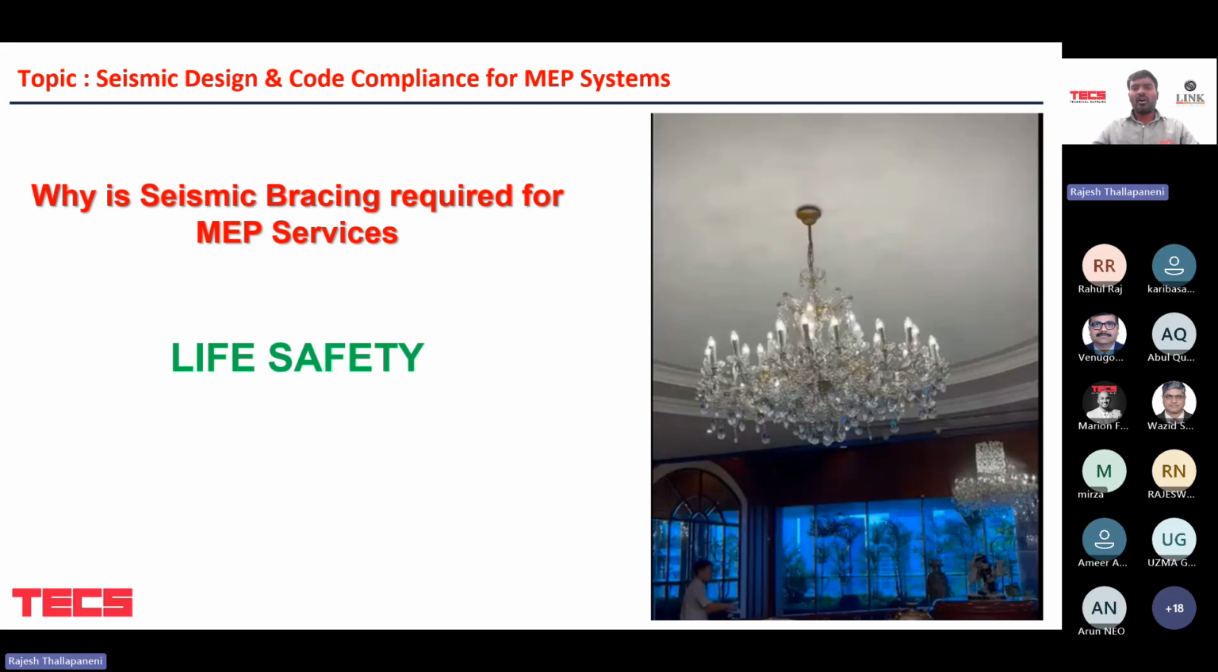So life safety is the primary goal of seismic design. So this ensures the occupants are protected during an earthquake, even if this building experiences any seismic incident or seismic activity. Let's take an example. Let's take an example that you see there is a chandelier swinging vigorously when a seismic incident happens, right? Here, whether the chandelier falls down or not, that's a secondary aspect. But what happens to the user safety here?